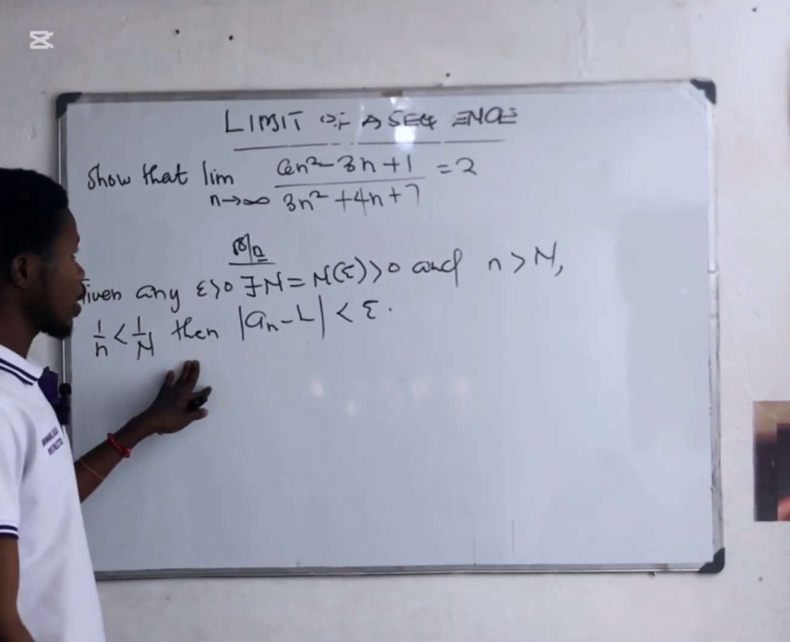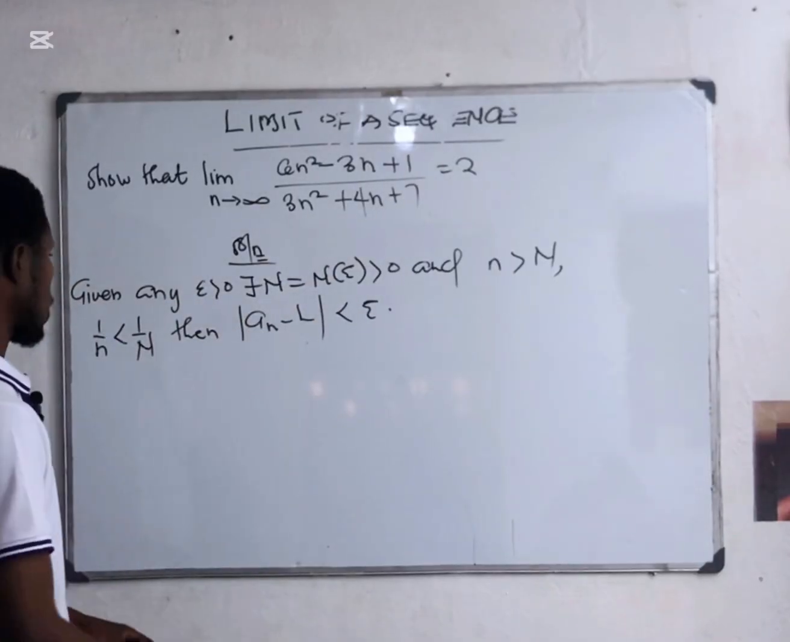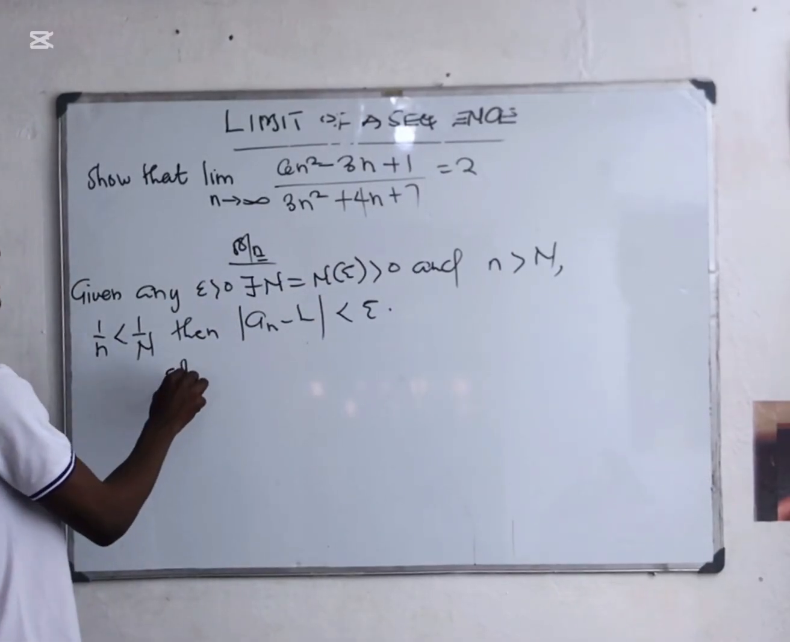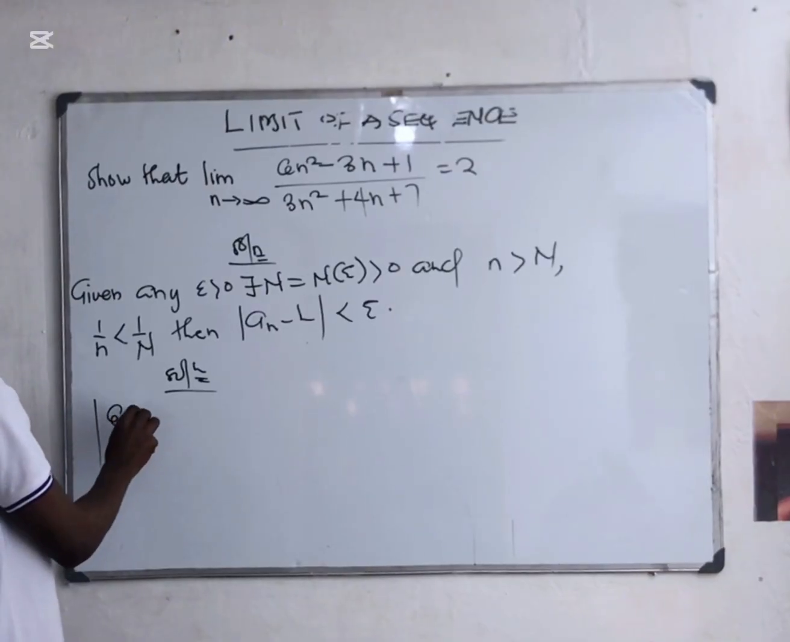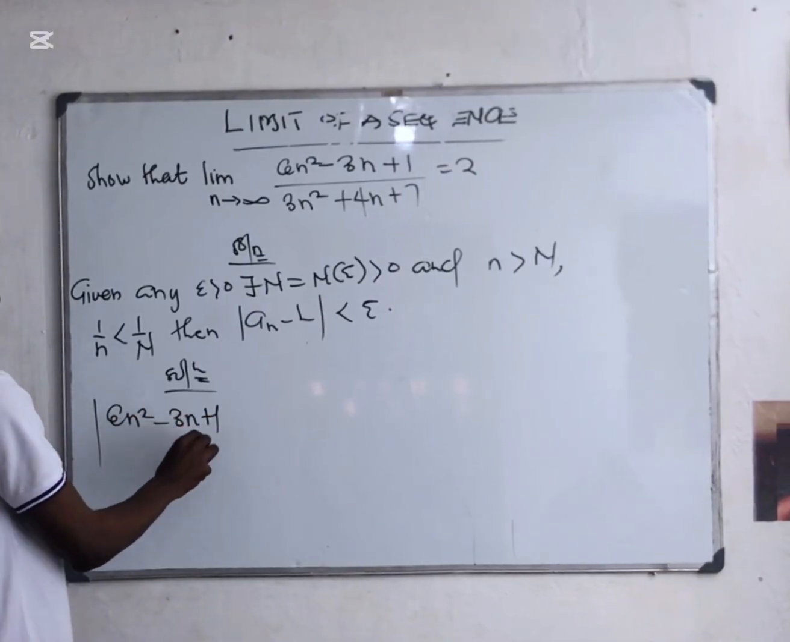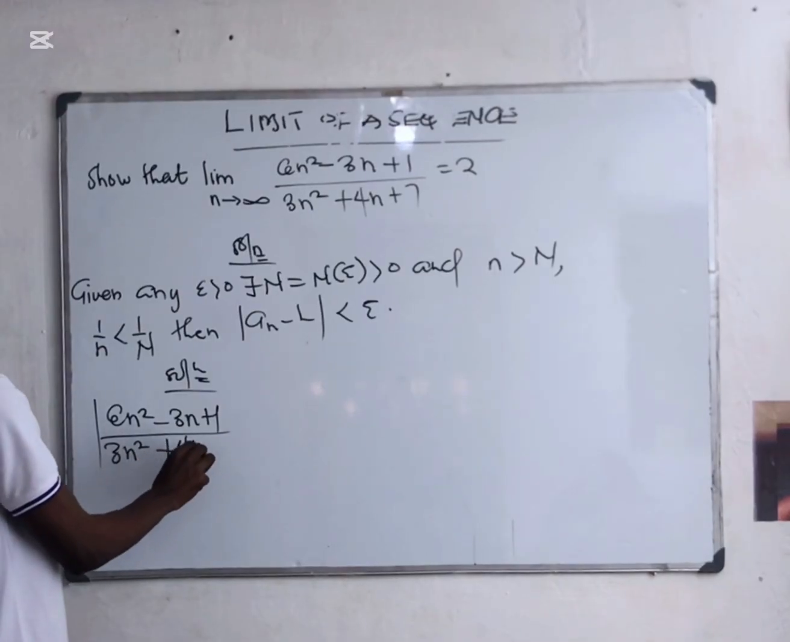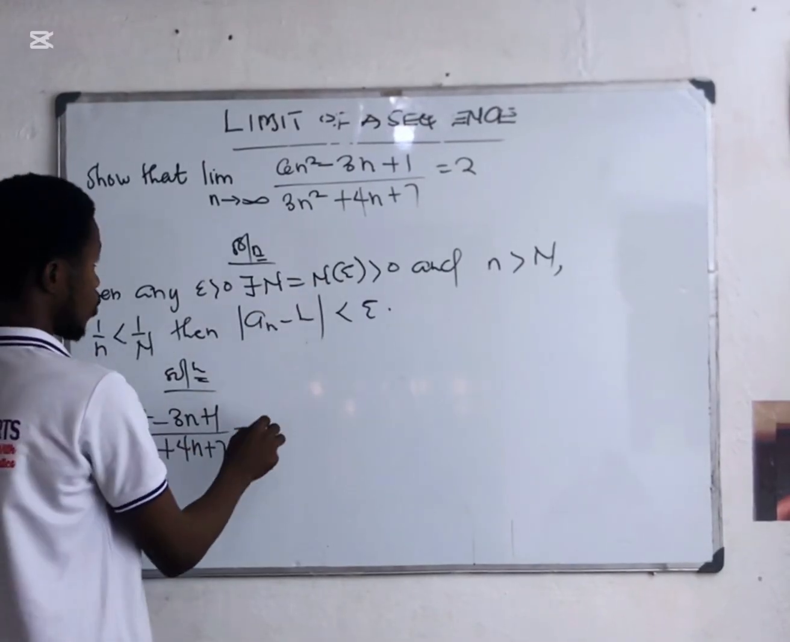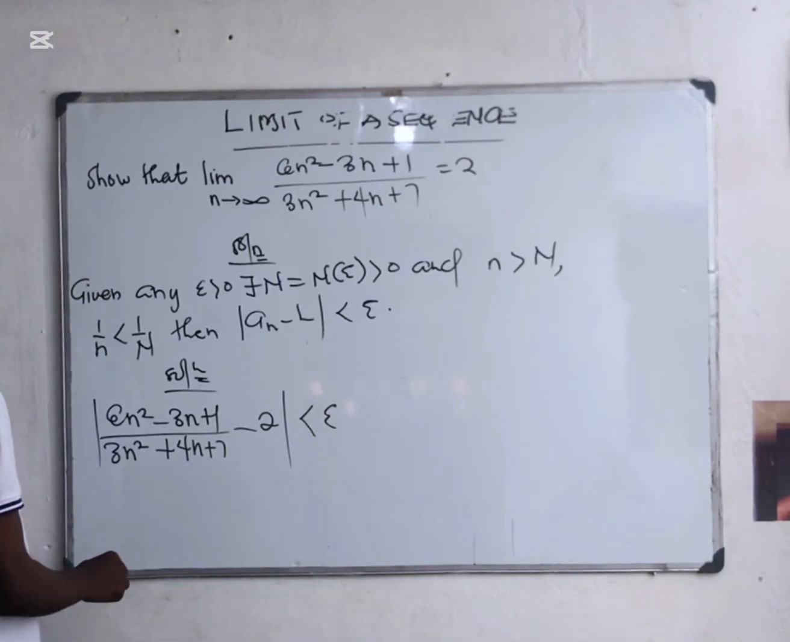So my rule is there. You're going to do this first. The whole of this is our a and this is our l. So we substitute straight away. So we're going to have 6n squared minus 3n plus 1, divided by 3n squared plus 4n plus 7, minus our L, which is 2, should always be less than epsilon. So that's what you are going to say.